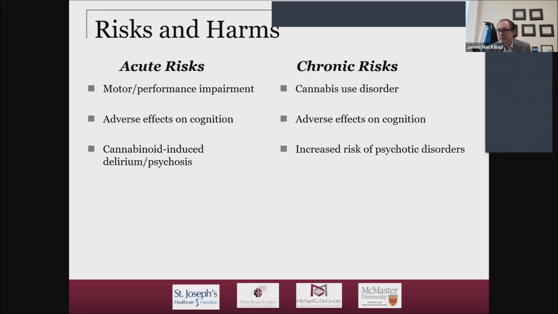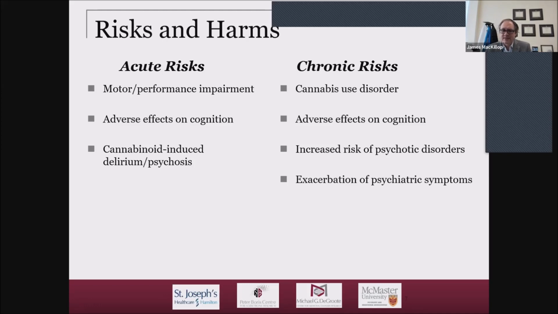We know that there's a robust association between cannabis use and the likelihood of developing a psychotic disorder. We know a lot more about the correlation than we do about the causation. This is a really important area of research. It appears to be most relevant to people who have a very dense family history for psychotic disorders, but the reality is we don't really understand the mechanisms, but we do know that the two are associated with each other.